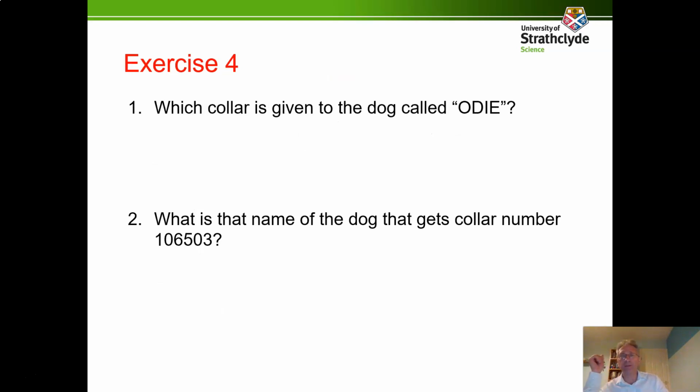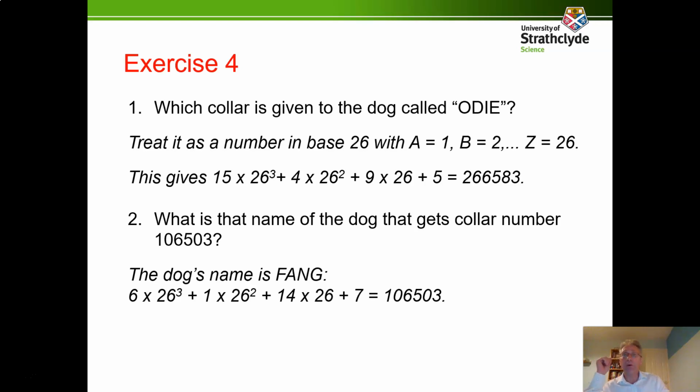So I set you an exercise. I don't know if it was exercise 4. These slides are from a previous year, but it was an exercise and I set it to you. Which collar is given to the dog named Odie? Well, what you do is you treat that as a number in base 26. A equals 1, B equals 2, and Z equals 26. And that gives you, well, the letter O, that's the 15th letter. So 15 times 26 to the power 3. This is a number in base 26. So you've got 26 to the power 3, 26 to the power 2, 26 to the power 1, 26s.